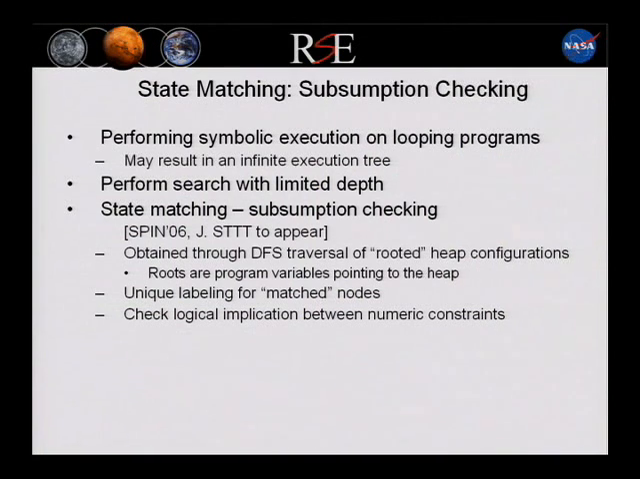I'm not sure if I should go into a lot of detail here, but basically what we do is normalize the heap. The state of a Java program contains all the heap information. We normalize it with a depth-first search traversal, and then we obtain some unique labeling for matched nodes, and we check logical implication between numeric constraints. I can give an example just to give an idea, but again, we will need to talk in more detail about this.